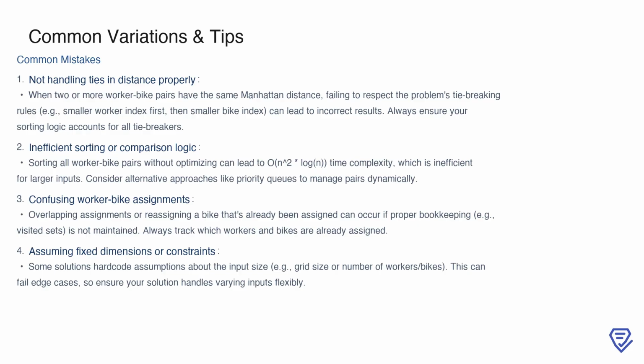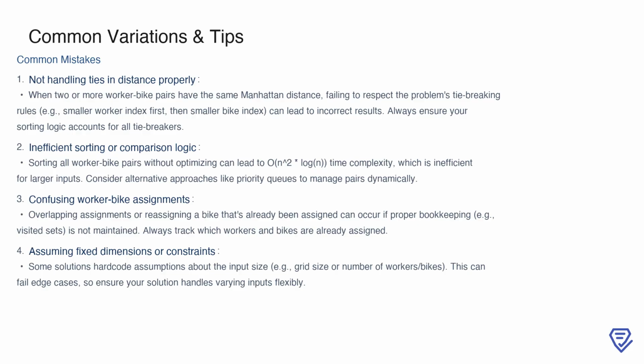Next, be mindful of the efficiency of your sorting or comparison logic. Sorting all possible worker bike pairs without optimization can lead to time complexities as high as n² log n, which becomes impractical for larger inputs. Consider using alternative methods like priority queues to process pairs dynamically.